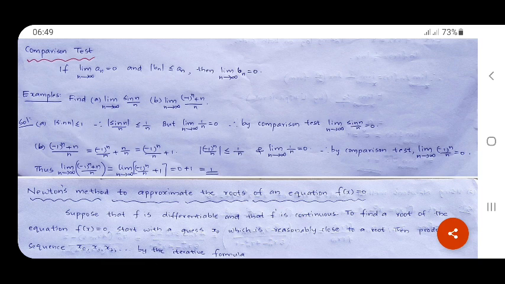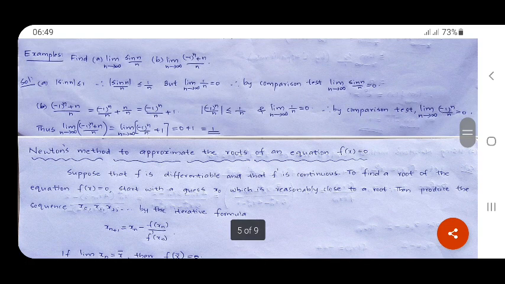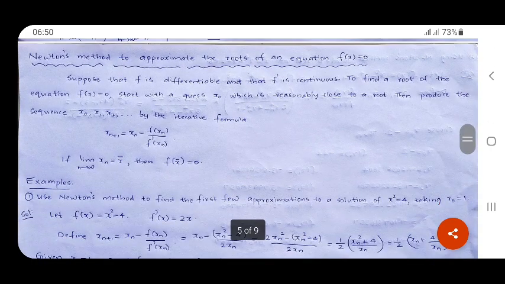Therefore, limit n tends to infinity, minus 1 raised to n by n is equal to 0 by comparison test. Therefore, the given sequence converges to 0 plus 1, which is equal to 1. Now, we are ready to discuss Newton's method to approximate the roots of an equation.